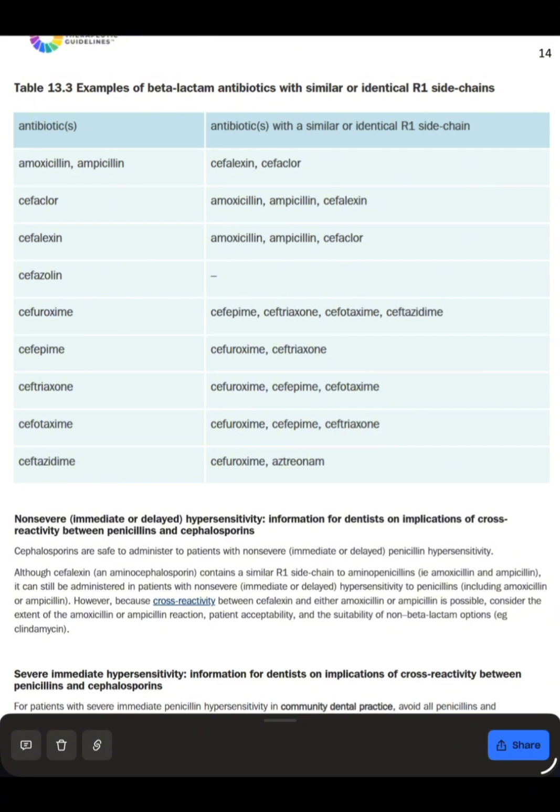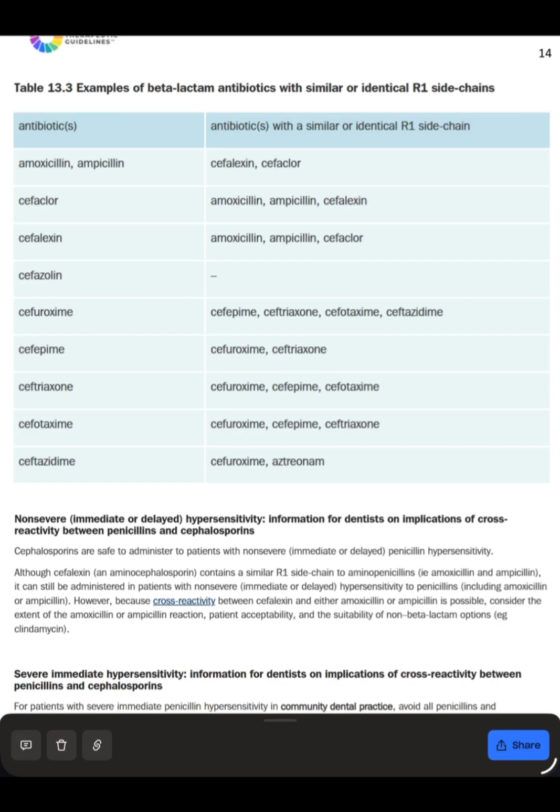In this table, they have given examples of beta-lactam antibiotics with similar or identical R1 side chains. So there are antibiotic names and then antibiotics with similar or identical R1 side chains. Amoxicillin and ampicillin have similar or identical R1 side chains to cephalexin or cefaclor. Similarly, cefaclor has similar R1 side chains to amoxicillin, ampicillin, and cephalexin. And cephalexin has similar R1 side chains to amoxicillin, ampicillin, and cefaclor.